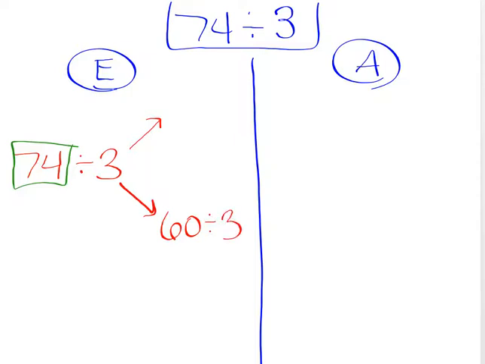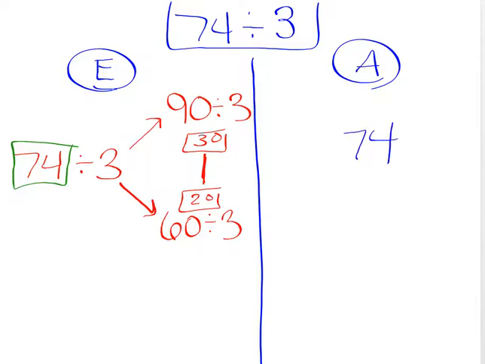And then on the high side, I would probably go with 90, because that is also easy and workable with 3. 90 divided by 3, of course, is 30. And 60 divided by 3, of course, is 20. So what this means is that my real answer better be between 20 and 30. So let me find my actual answer to 74 divided by 3 and see if I am right.